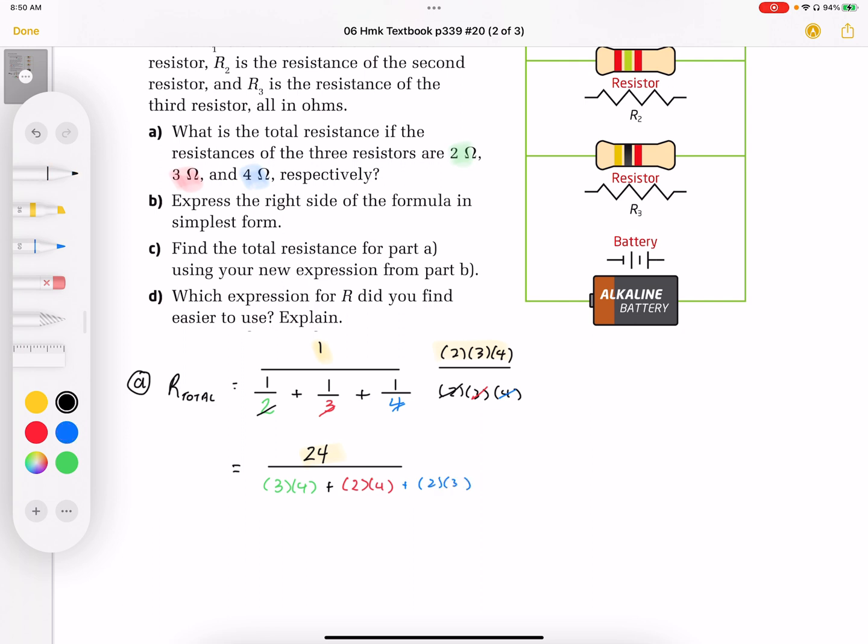Okay, so I'm going to simplify this expression. I get 24 divided by 12 plus 8 plus 6. And so that's going to leave me with 24 over 26. Okay, so we can simplify that to 12 over 13. And that's my new parallel resistance. My total resistance is going to be just a little bit less than 1 ohm.